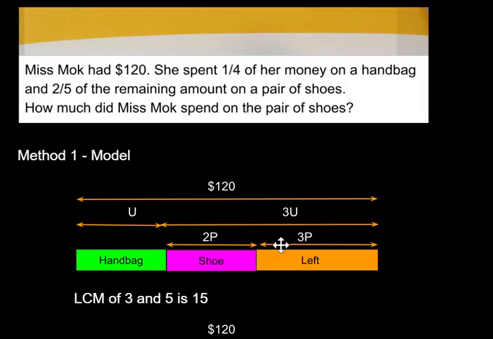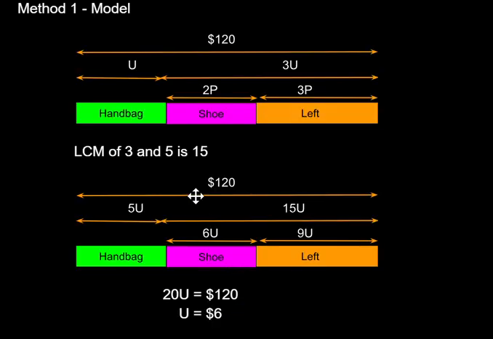Now the next step is how to make these two the same in terms of the unit. So the LCM of 3 and 5. Why 5? Because 2 plus 3 is 5. So the LCM of 3 and 5 is 15. When you see such a question, always make these two exactly the same size. So change it to 15.